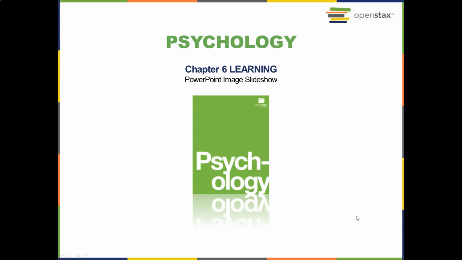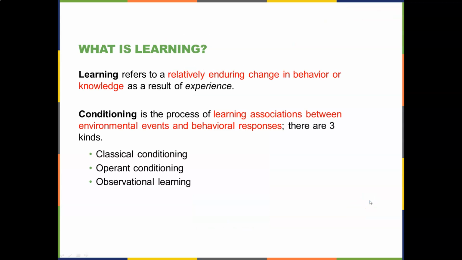In this video discussion, we'll take a look at Chapter 6, which explores learning. More specifically, we're going to take a look at the various types of learning and the various different ways that learning actually occurs. So first of all, let's get a definition of learning. Learning basically is a relatively enduring change in behavior or knowledge as a result of experience.